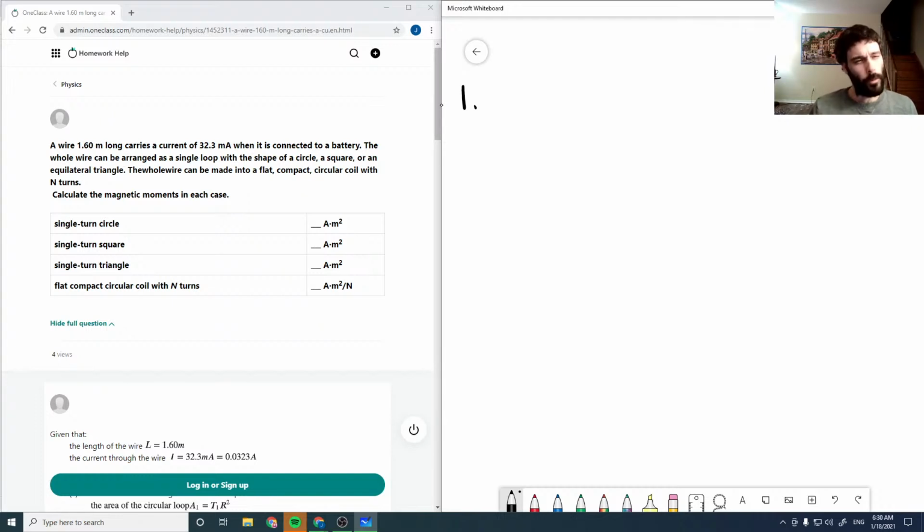So we have a wire that's 1.60 meters in length, and it carries a current of 32.3 milliamps. The whole wire can be arranged as a single loop in a circle shape, a square shape, or an equilateral triangle, and we can make the whole thing into a compact coil with N turns. We're asked to calculate the magnetic moments in each case.